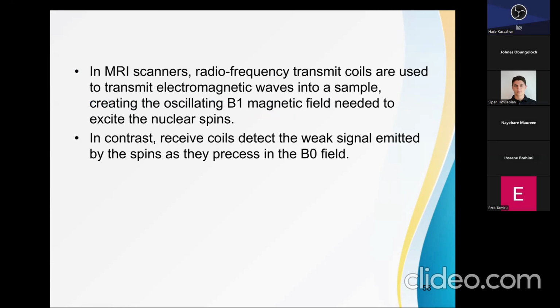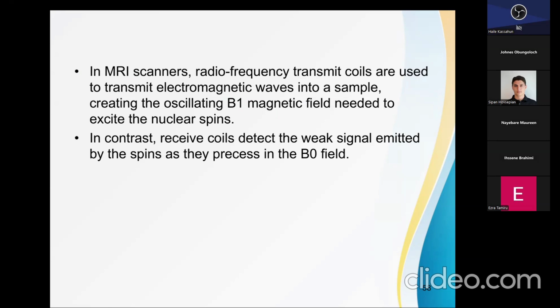So in MR scanners, radio frequency magnetic fields are very necessary, okay? Because the main magnetic field sets for us the resonant frequency, and we use the RF magnetic fields to generate magnetic fields at that resonant frequency. So these are very important in trying to carry out imaging. So they are transmit coils, and they are used to transmit electromagnetic waves into the sample, creating an oscillating magnetic field, sometimes referred to as B1.